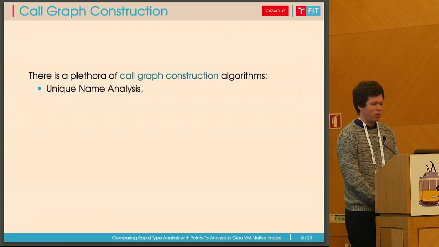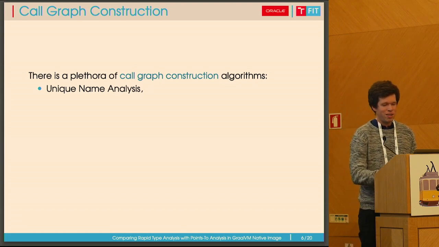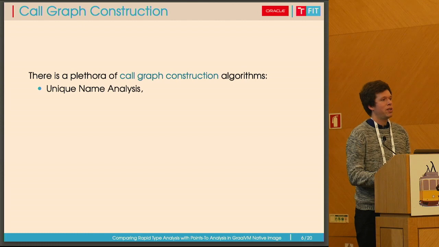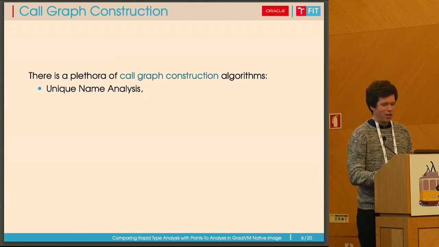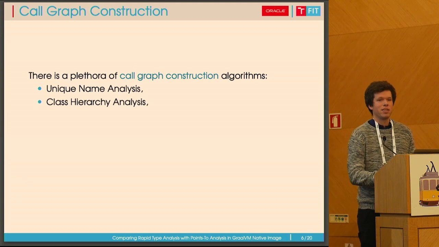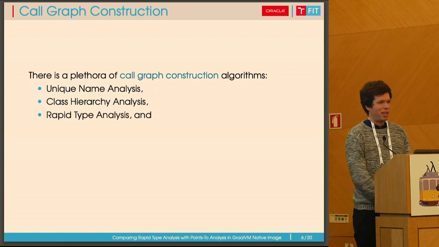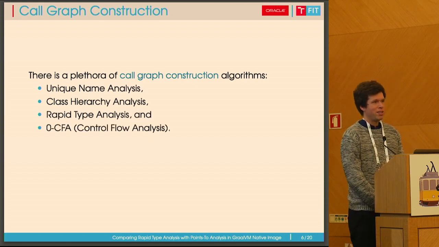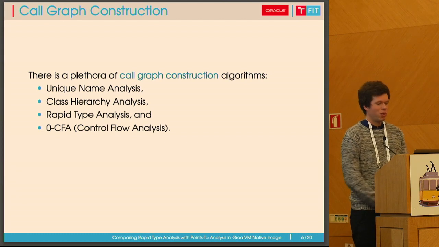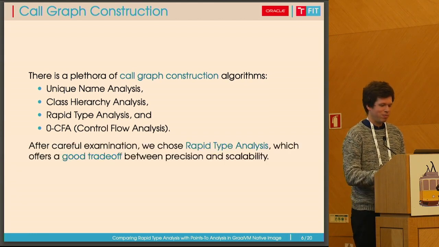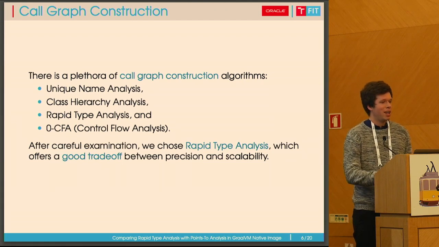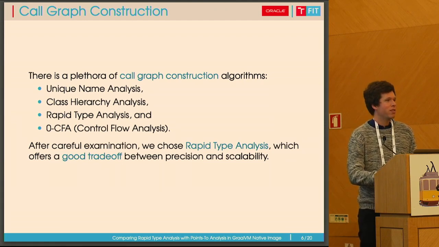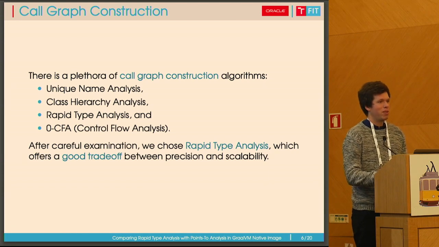There is a plethora of methods of call graph construction, ranging from simple ones, such as unique name analysis, which considers only the name of the method when determining the callees, or class hierarchy analysis, which also uses the subtyping rules, or rapid type analysis, which combines the class hierarchy along with the information about which types have been instantiated. And lastly, control flow analysis, which is very similar to what we have at the moment, and what we call points-to analysis. After careful examination, we decided to implement a prototype using rapid type analysis, which we believe offers a good trade-off between precision and scalability.